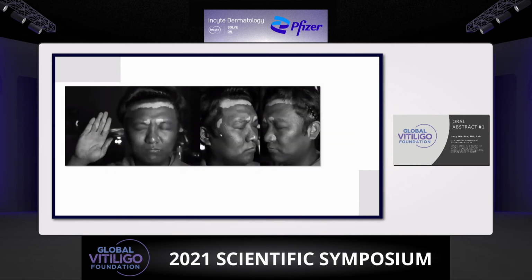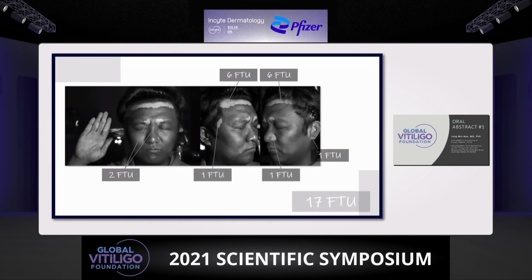This is the last slide, an example. Let's assess the vitiligo extent of his face using the fingertip unit. 6 plus 6 fingertip unit in the forehead, 2 fingertip unit on the inside of both eyebrows, 1 and 1 fingertip unit. All in one, it's roughly 17 fingertip unit. In the digital image analysis, it was 16.6 fingertip unit.